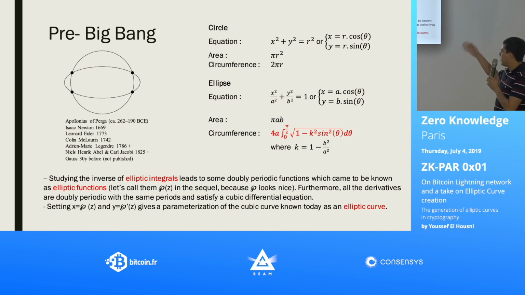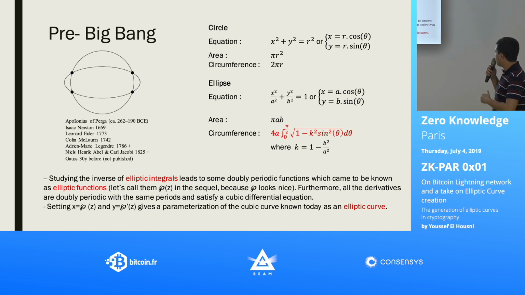Historically, the circumference of an ellipse was described by series, by Newton, Euler, and Maclaurin. But then Adrien-Marie Legendre expressed the perimeter with this integral. This is, by the way, what we call an elliptic integral, of the second kind, I guess.